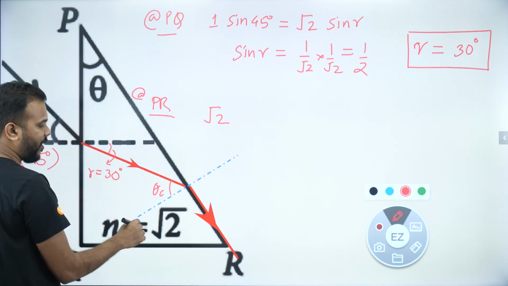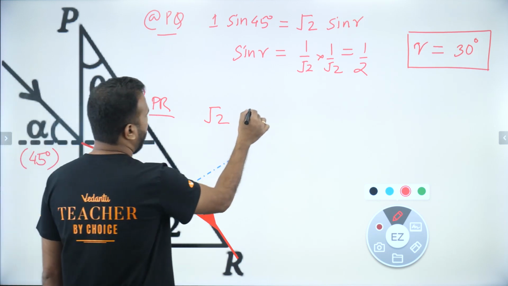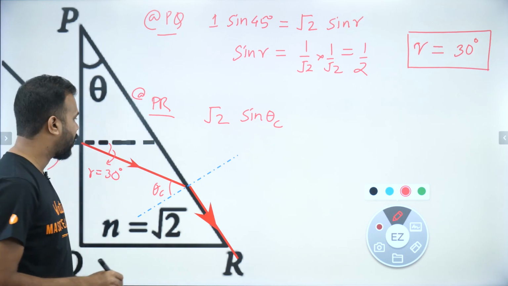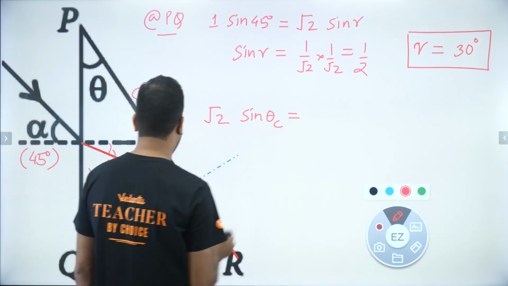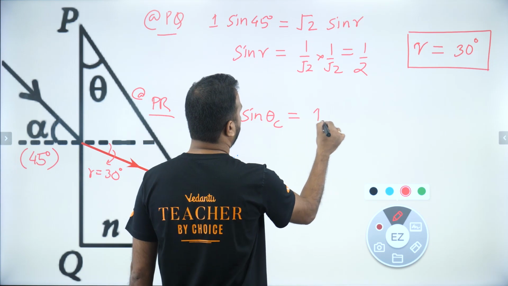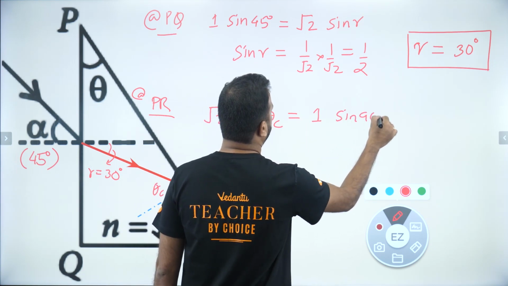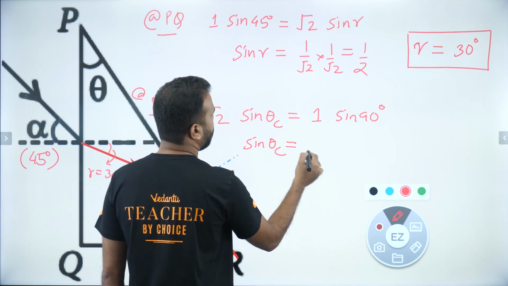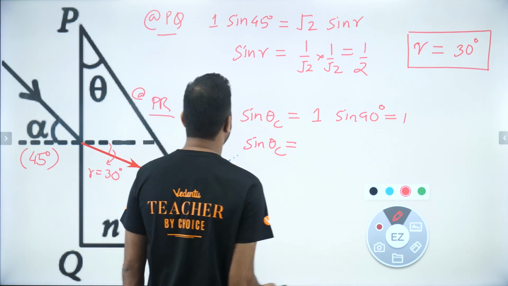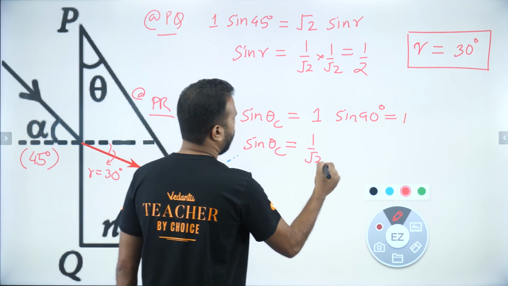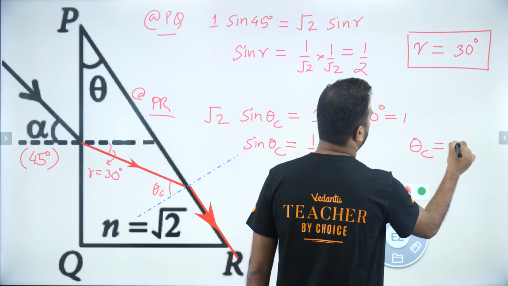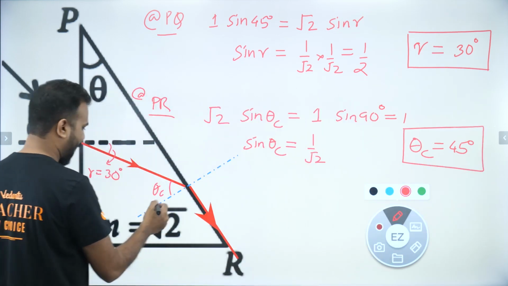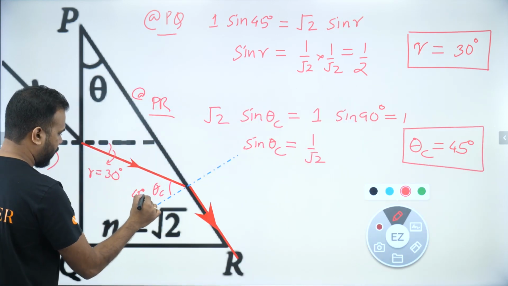Root 2 is the refractive index of the first medium. Angle of incidence is theta c, which we do not know the value of. This should be equal to refractive index into sine 90. Okay guys, that means sine theta c comes out to be, this value is 1, so this is 1 by root 2, which makes theta c as 45 degree. So now we have the value of critical angle as well. This is 45 degrees.